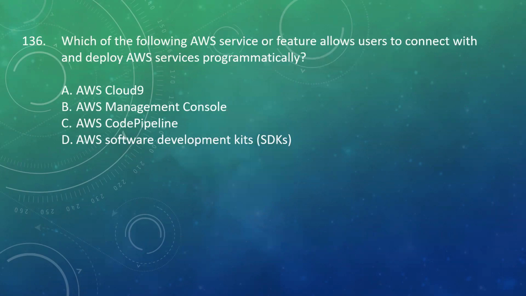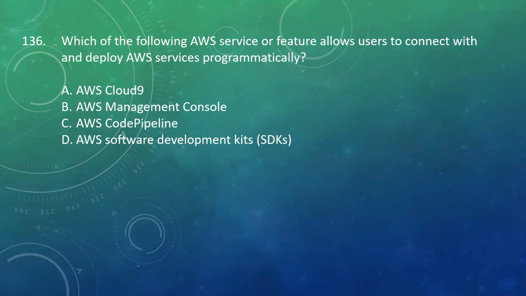Which of the following AWS services or features allows users to connect with and deploy AWS services programmatically? Your options are AWS Cloud9, AWS Management Console, AWS CodePipeline, AWS Software Development Kits, SDKs. Let's apply the elimination approach here. First option is AWS Cloud9, which is a cloud-based integrated development environment that you use to write, run, and deploy code. So an incorrect choice.